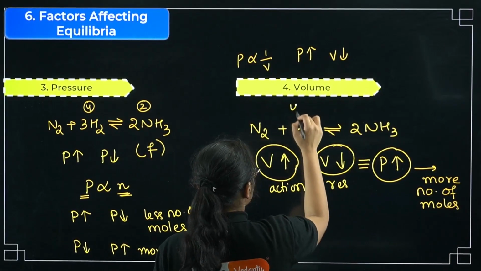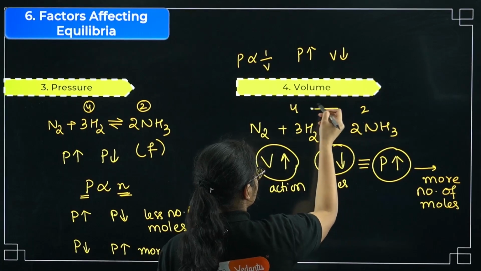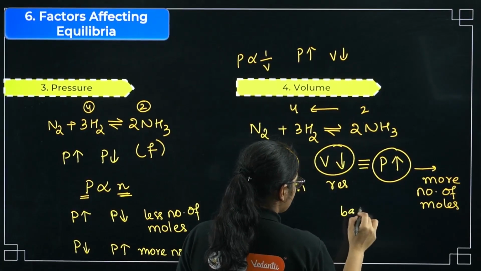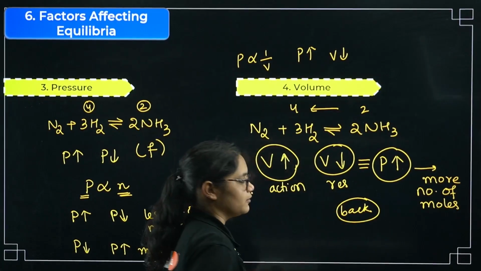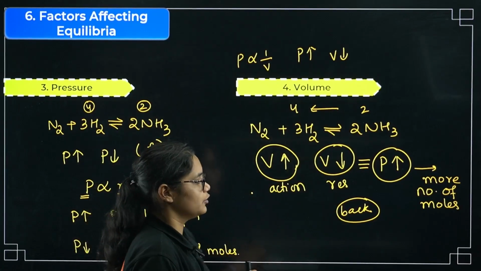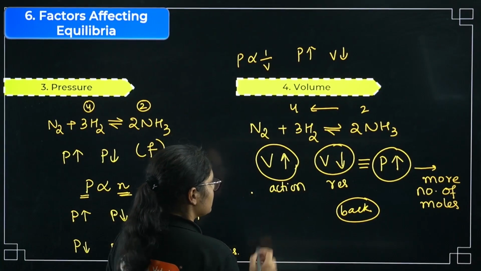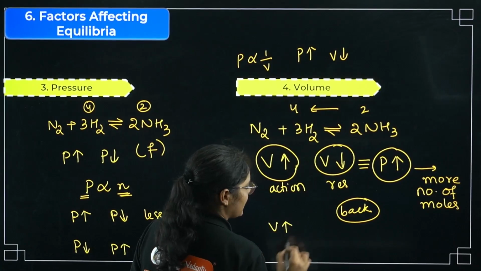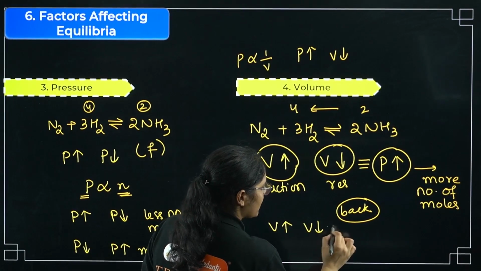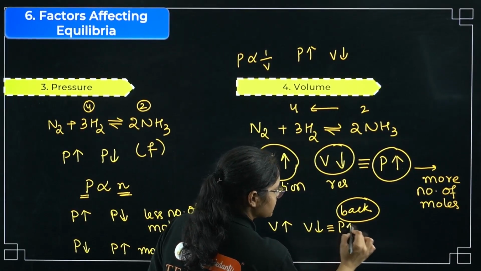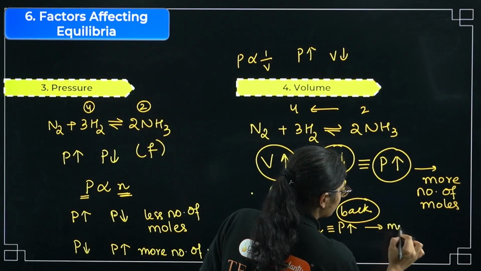So you can see this side it is 4, this side it is 2. More number of moles means it is this side. So I can say that the backward direction, the reaction will go more. So if you are increasing the volume, the reaction will try to decrease the volume, which is equal to an increase of pressure, and the reaction will go towards more number of moles.